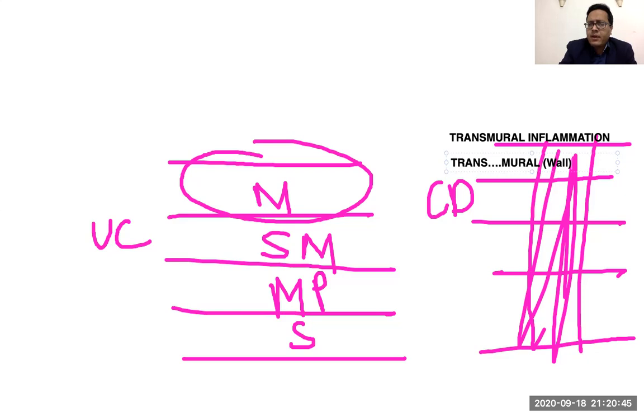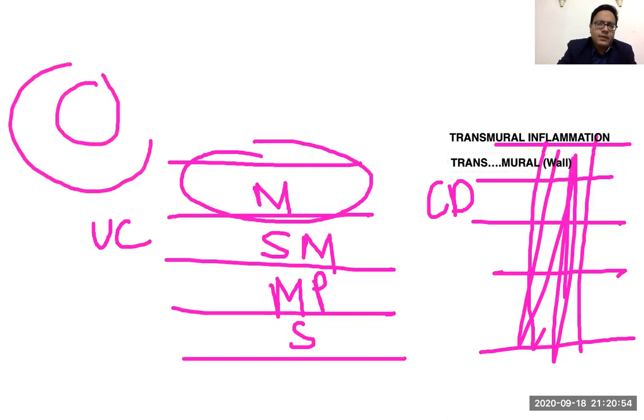from one end of the wall of the GI tract, because basically this is the lumen and this is the wall. So from the lumen side, there is a mucosa, then there is submucosa, then there is muscularis propria. So the whole thickness is involved in CD, Crohn's disease. That's why it is called transmural inflammation. This is the second big concept that you need to understand. And if you understand this, there are a lot of other concepts you can derive from there.